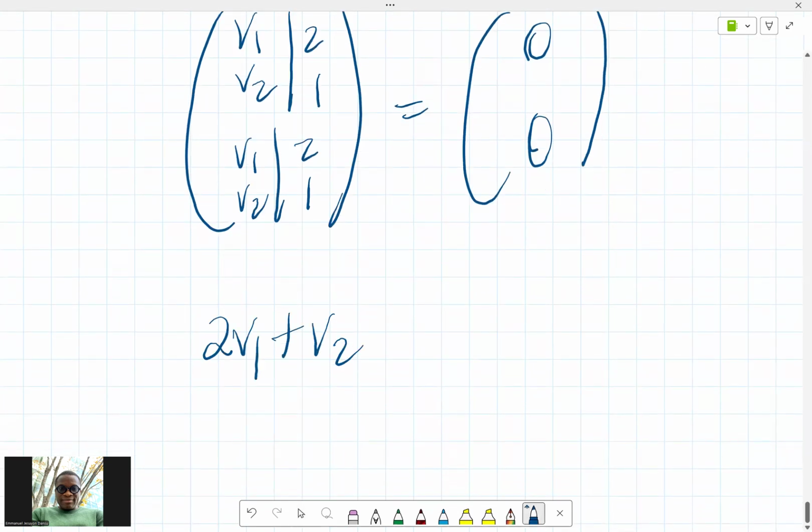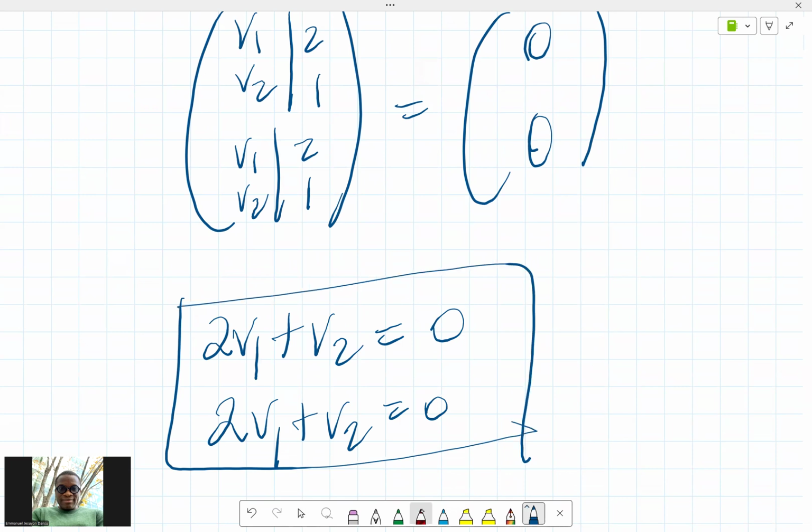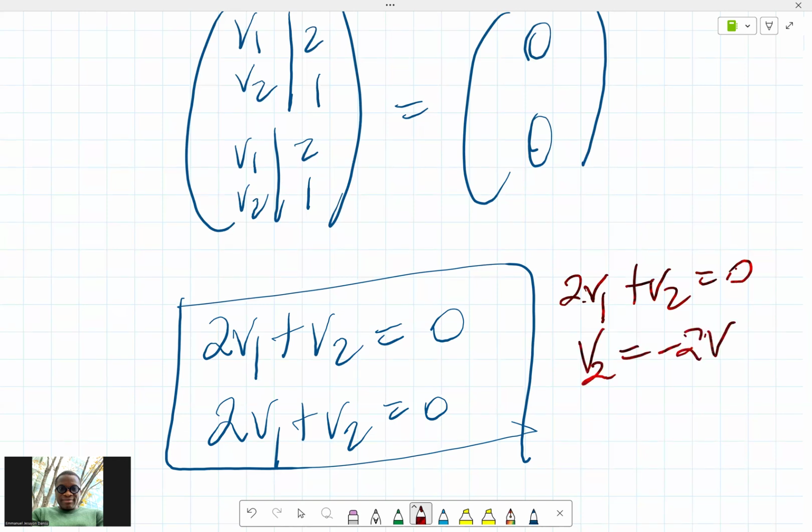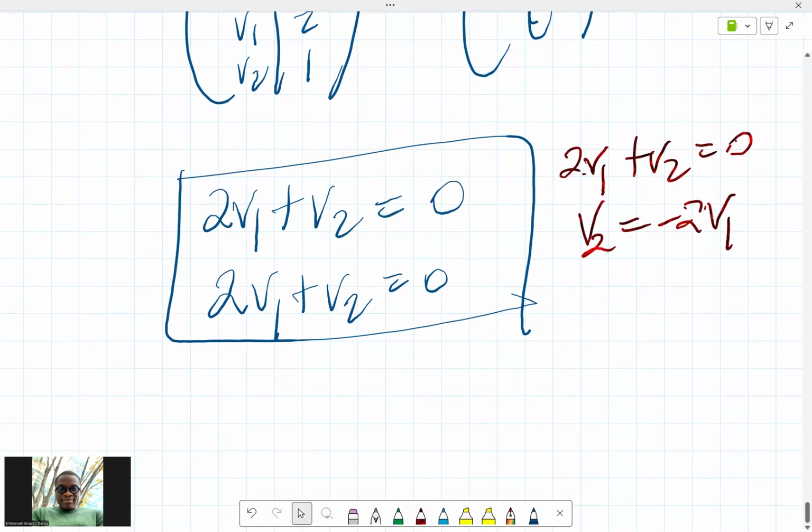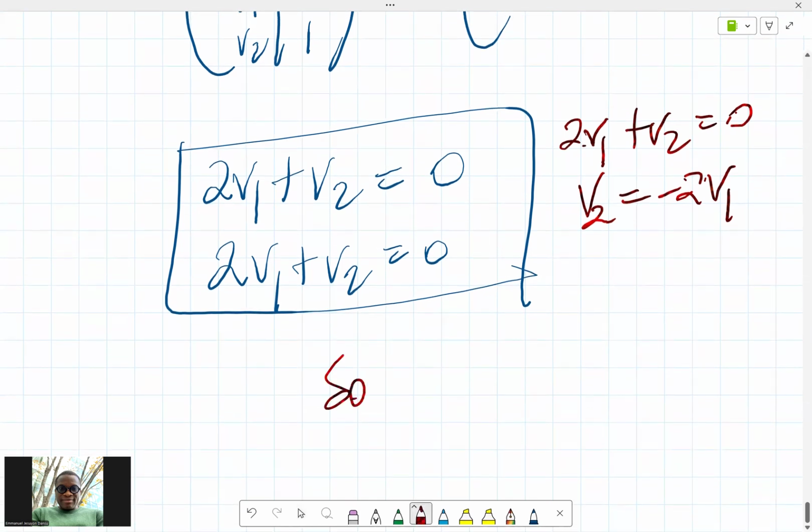So we have 2v1 plus v2 equals 0. In both cases, 2v1 plus v2 is equal to 0. So you can just pick one of these. So we have 2v1 plus v2 equals 0. That means that v2 is equal to minus 2v1. So whatever V1 is, V2 is minus 2 multiplied by that. So if V1 is 1, then V2 is minus 2, basically. In the first case, we got 1, 1, right? So this will be 1, minus 2.